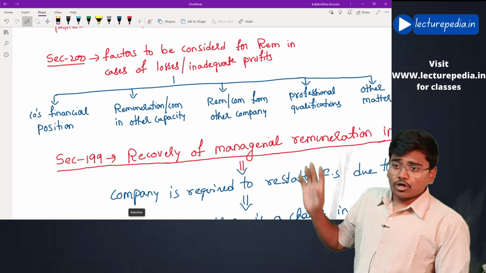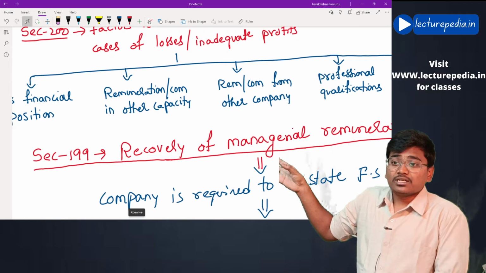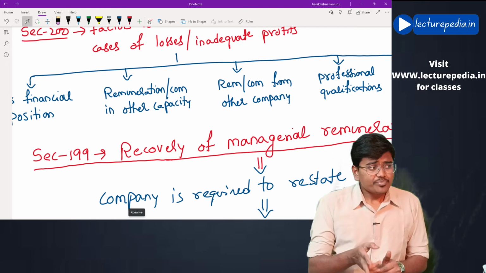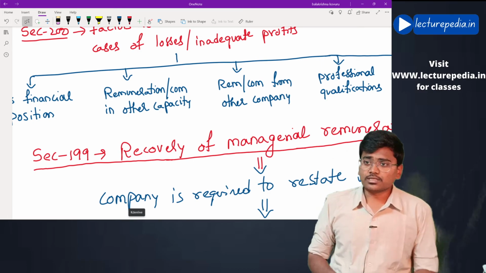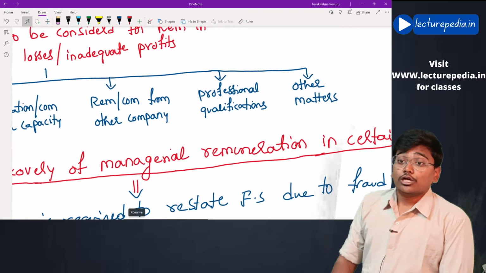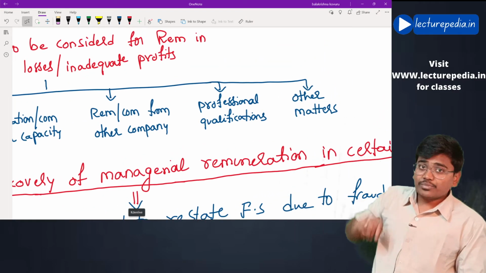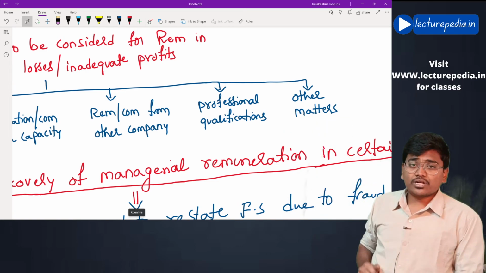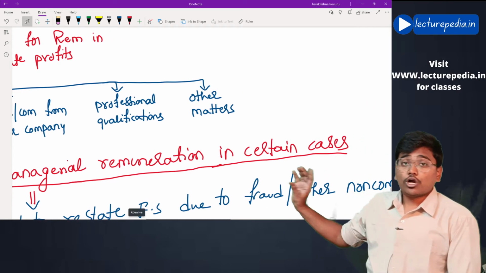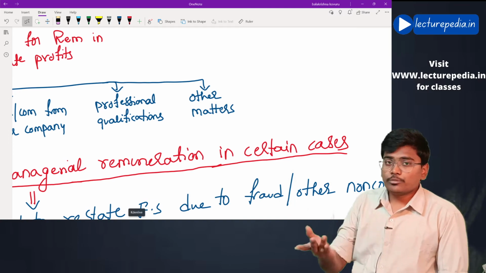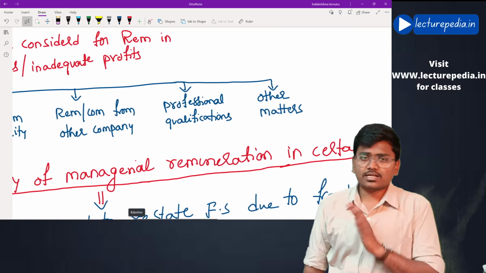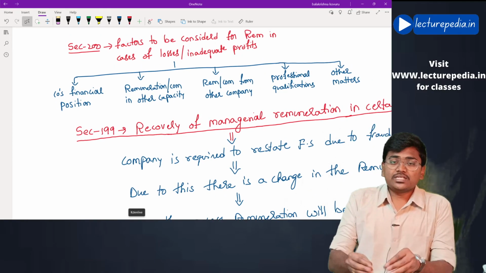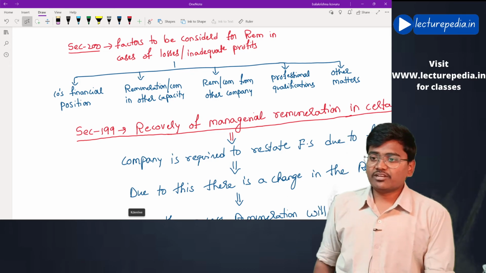Next, you should also consider the remuneration or commission in other capacity. Okay, whether such person is receiving remuneration or commission from your company in any other capacity other than director, you please also consider that while giving the remuneration. Next, remuneration or commission from other company, whether such person is receiving any remuneration or commission from any other company other than your company, you please also consider that. And what are the professional qualifications of such person to whom you are giving the remuneration and other matters. You please consider these 5 aspects while granting remuneration to a person in case your company is running in losses or not having adequate profits.